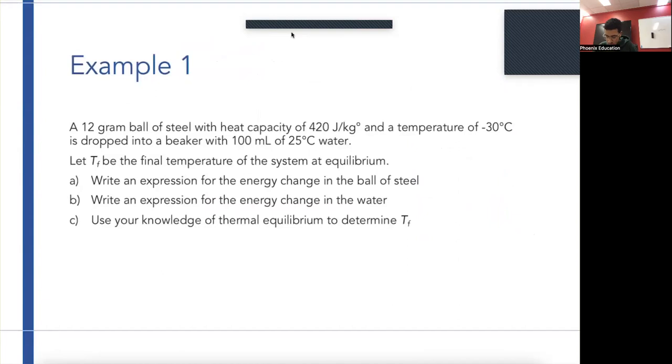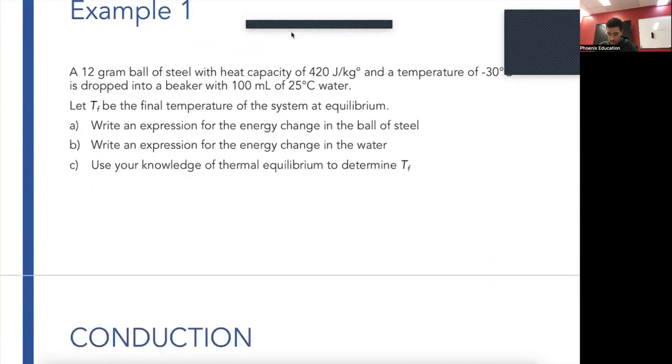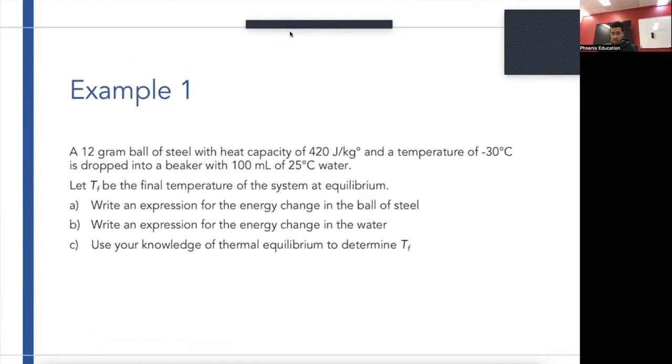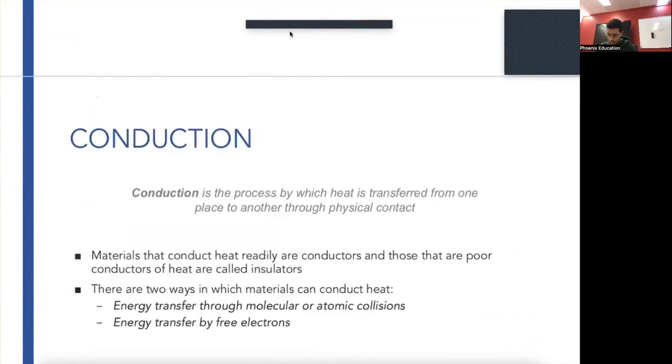Okay. So this is another example. We won't have time for this. Just do this at home when you can, but we'll go into the next points.